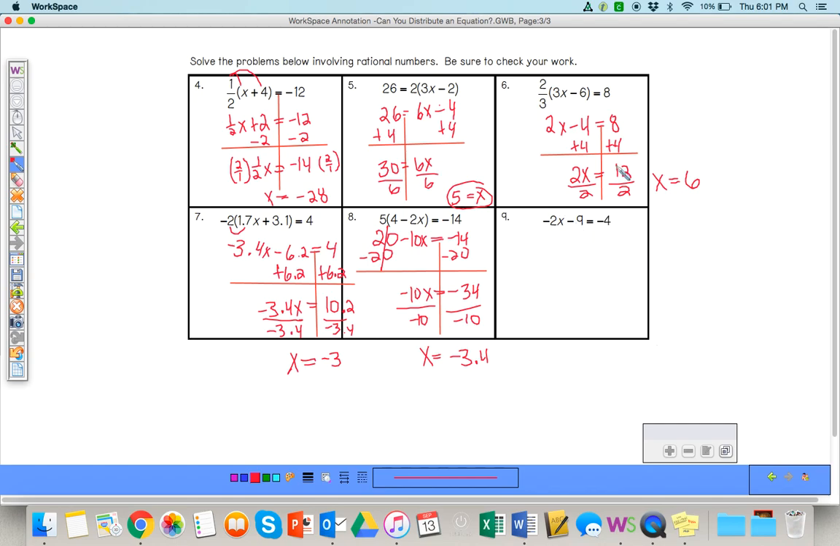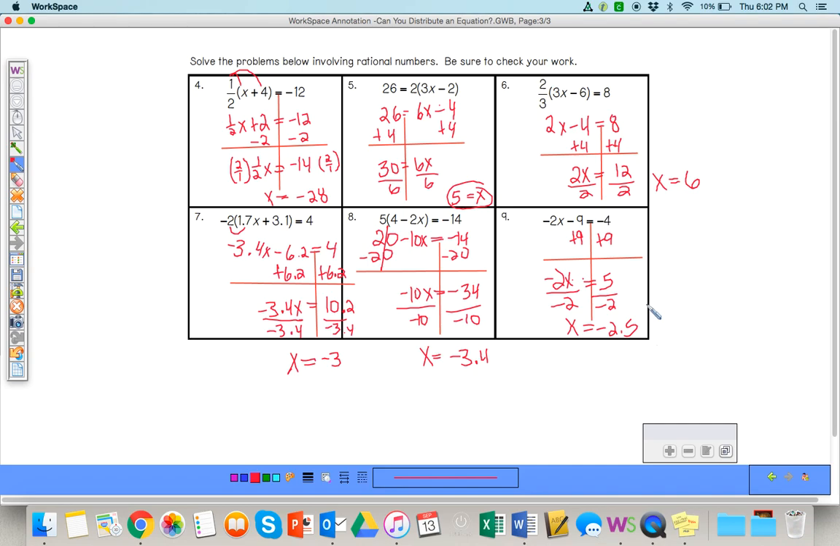All right, last problem. This one doesn't have any distributing. I don't know why it's in this set of notes, but it is. So we are going to add 9 on both sides. We get negative 2x equals 5. And then we're going to divide by negative 2, divide by negative 2, and we get x equals negative 2.5.